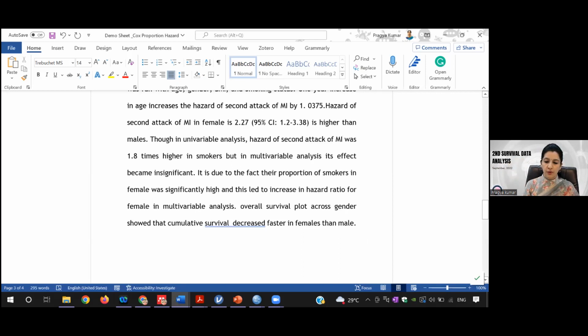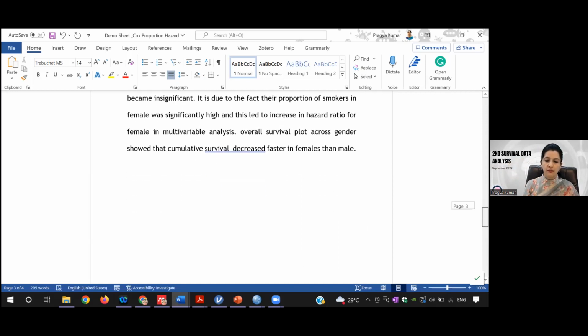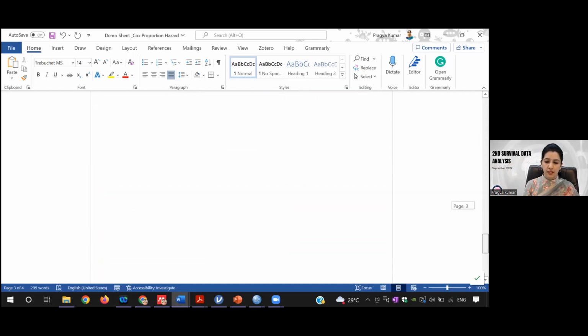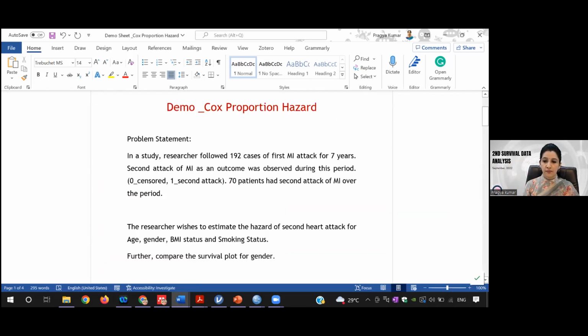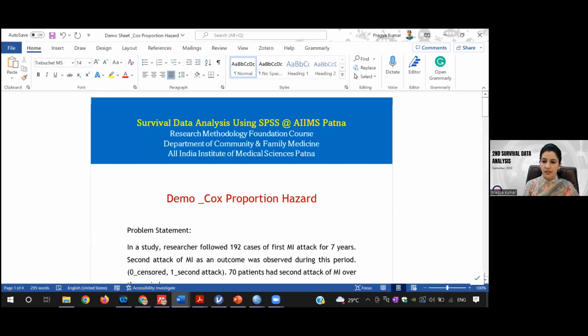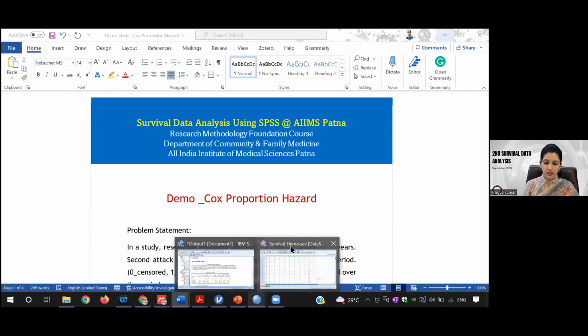Overall survival plot across gender showed cumulative survival decreases faster in females than males. So that's how you can write the interpretation. That's just a template. You can see more papers. We have shared the articles with you, and then you can see that.